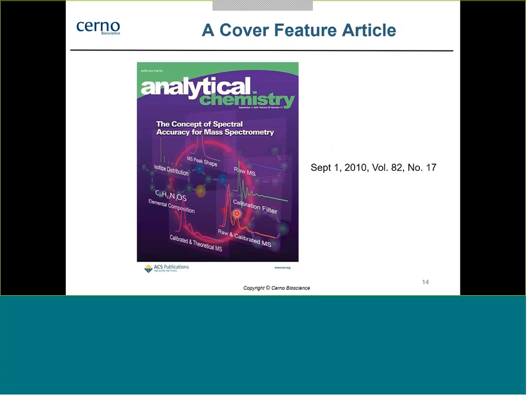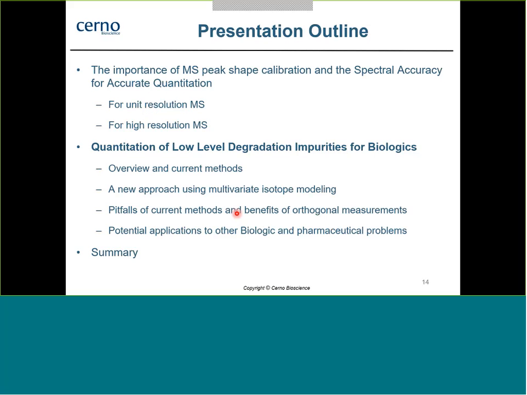Okay, now that we've got a little background, we have a little information on what spectral accuracy is and some of the advantages of it, let's dive into our application. And we're going to talk here in our application about the quantitation of low-level degradation impurities for biologics. We're going to overview some of the current methods. We're going to look at this new approach where we can use the spectral accuracy to do multivariate isotope modeling. So in other words, we can deconvolve mixtures very accurately.